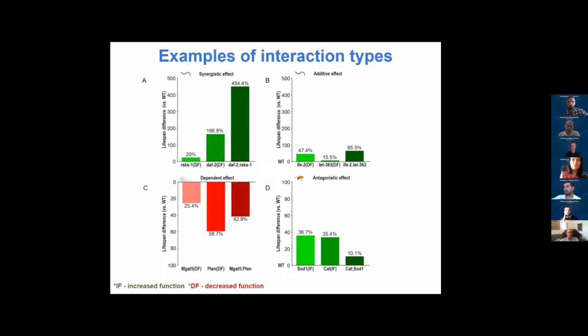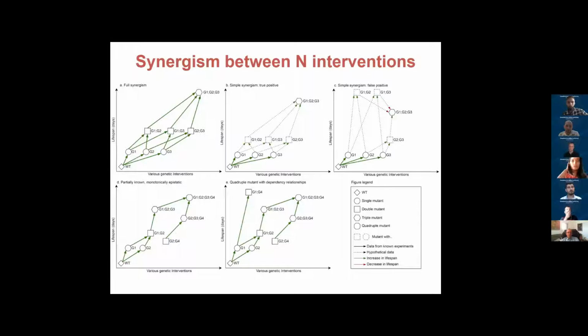Figure C shows an example of 2 dependent mice genes. Here I showed that we can define the same for negative effects too, so for short-lived mutants. So here the negative effect of the double mutant is greater than that of MGA-T5, but smaller than that of P10. In flies, SOD1 and cats act antagonistically. Even though decreasing the function of either of them increases the lifespan, the double mutant lives less than either of the 2 single mutants. In triple and quadruple mutants, the definitions get a bit more complicated.